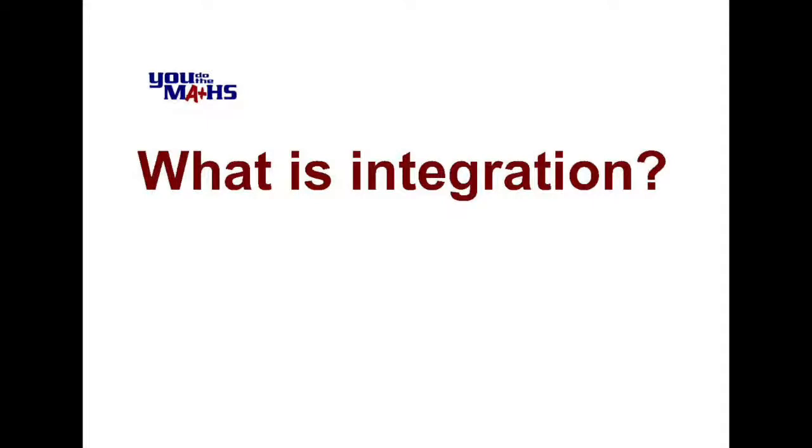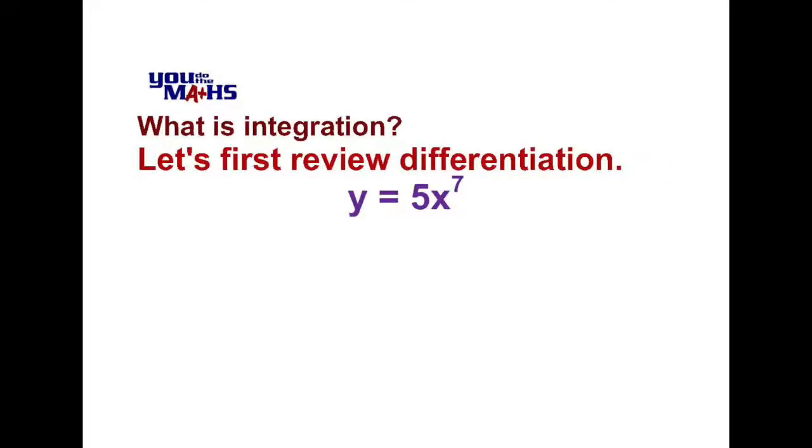Let's consider the case of y equals 5x to the 7 and review the process of differentiation before we have a look at anti-differentiation. If we differentiate y equals 5x to the 7, we bring the power of 7 out to the front, so it forms a product with 5 and 7, in other words 35, and we drop the power of 7 by 1 so that the index becomes 6. So the final differentiated expression is 35x to the 6.